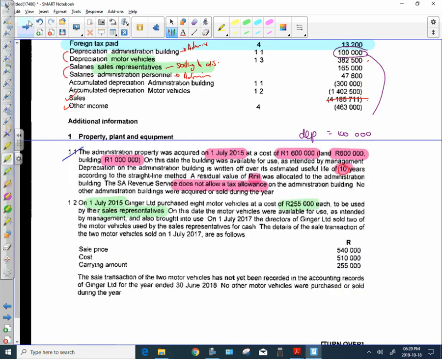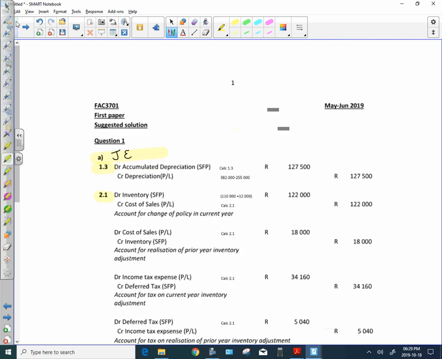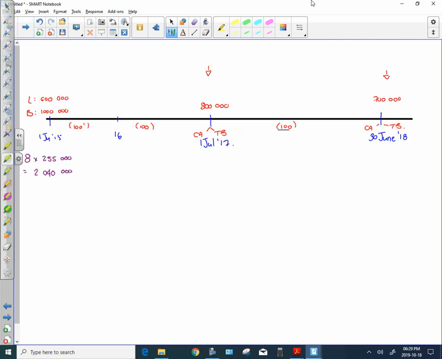You guys happy? Cool. On this date, the motor vehicles were available for use as intended by management, and they were also brought into use. On the 1st of July 2017, the directors of Ginger sold 2 of the motor vehicles used by the sales representatives for cash. Right, so back to our timeline. This is on the first day of my new financial year. Let's continue in purple. On this day, we sold 2 of these vehicles. The cost of those vehicles was 255,000 still. So that means we are only left with 6 vehicles that we are going to depreciate for the year going forward.